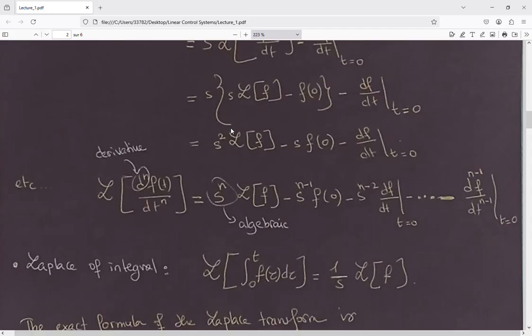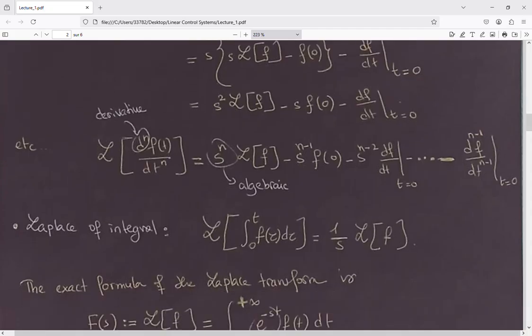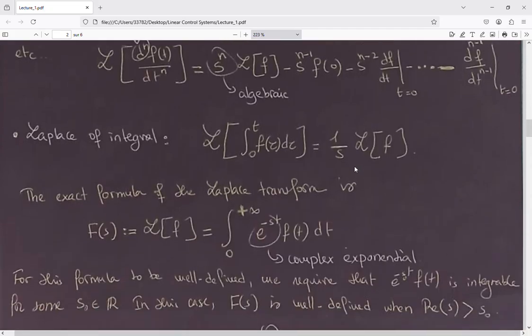As you can see here, this property of the Laplace transform will help us to transform the derivative terms into polynomial terms, to move from the differential operators into algebraic terms. Another property is that the Laplace transform of the integral of a function is 1 over s times the Laplace transform of f. This formula will be important later on when we study PID controllers.